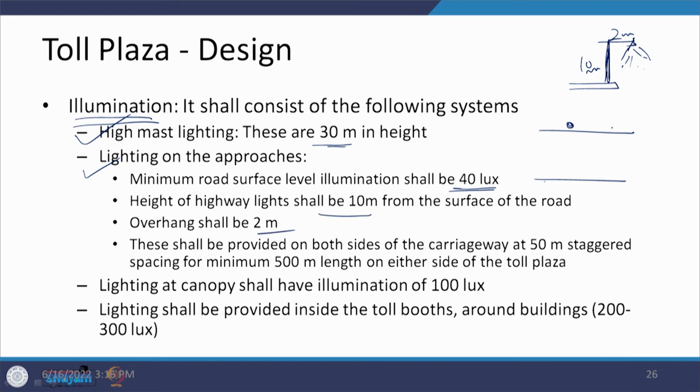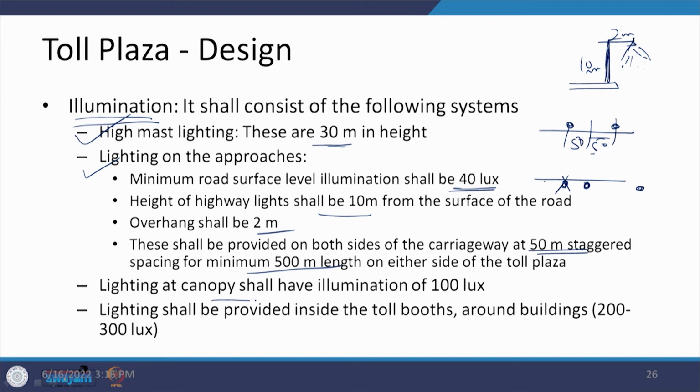And when we are talking about these lights, then they are going to be provided on the different sides of this, and these are being placed at 50 meters staggered spacing. So, when we say 50 meters, that means this is not here, this will come at this point, and similarly here. So, this is going to be 50 meters and 50 meters. So, at every 100 meters on one side you are going to have one pole, and these lights are going to be provided for a minimum of 500 meter length on either side of the toll plaza.